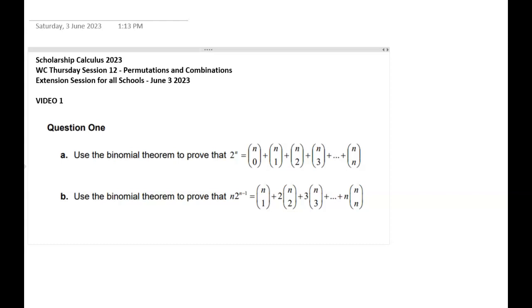Kia ora koutou. In this video, I'm going to go through some of the permutations and combinations proofs that we've done in Scholarship Calc this week. This is both for people who weren't there on Thursday morning and also people who might have missed the Saturday session and wanted to catch up.